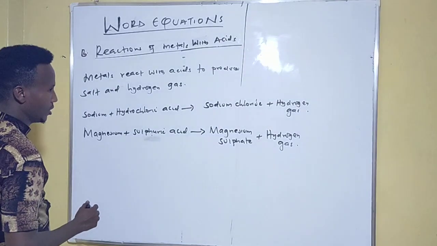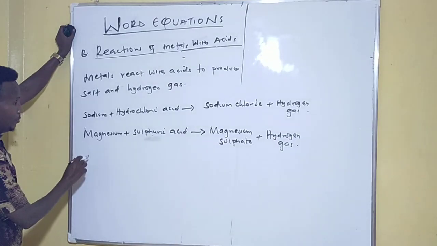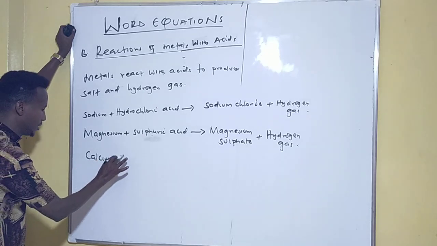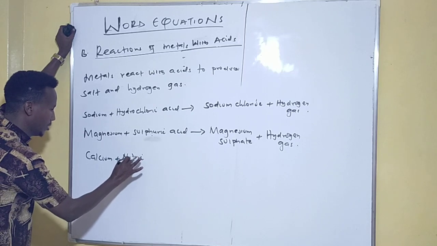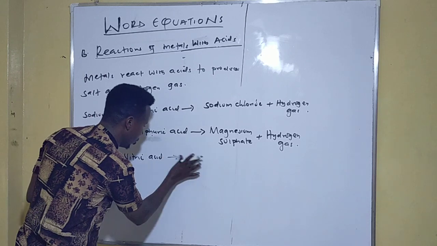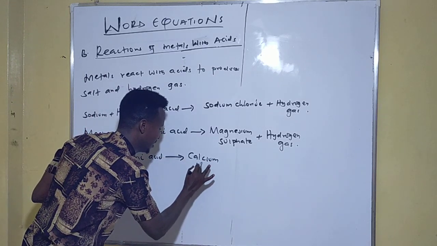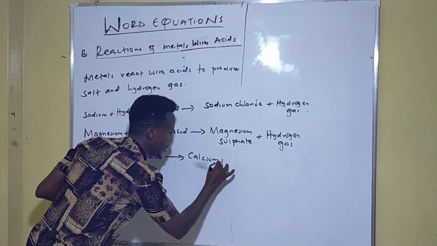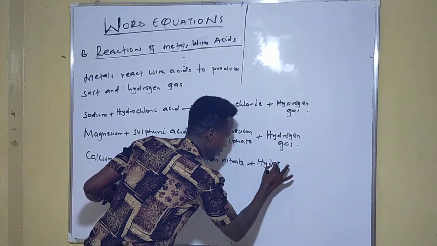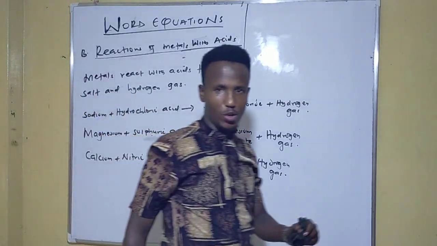Let me take another one. Let me take calcium with nitric acid. Calcium plus nitric acid is going to give us calcium nitrate plus hydrogen gas. Calcium nitrate plus hydrogen gas.